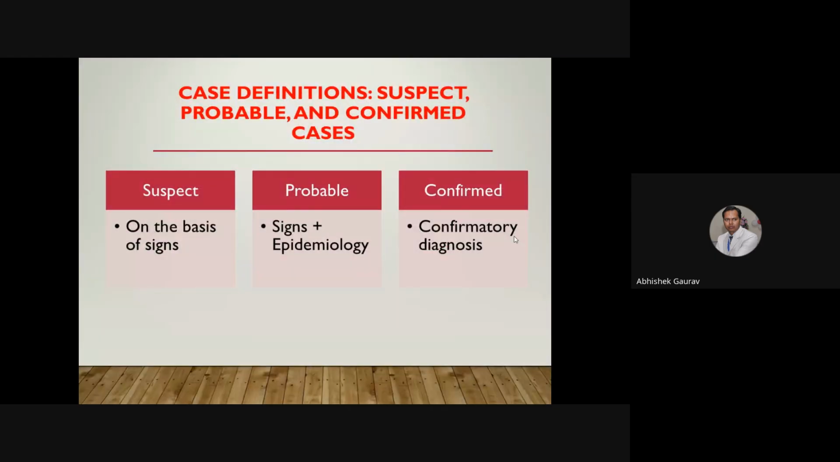Case definition: suspect, probable, and confirmed cases. First of all, we go for suspicion on the basis of the clinical signs. After suspicion, we can go for the probable diagnosis, that is signs along with the epidemiological indications. And confirmation can be done only after the confirmatory diagnosis. For example, in rabies, we can confirm only after the FAT, or cellular staining for the Negri bodies. Otherwise, we will not say, just on the basis of a bite or some symptoms, that it is a case of rabies. No, we have to go for the confirmatory diagnosis.